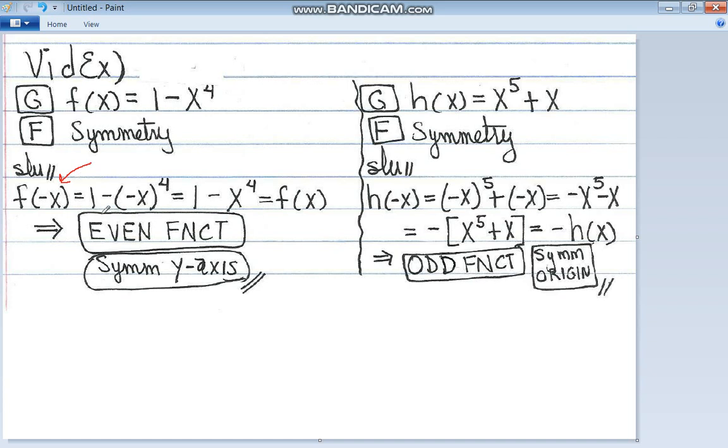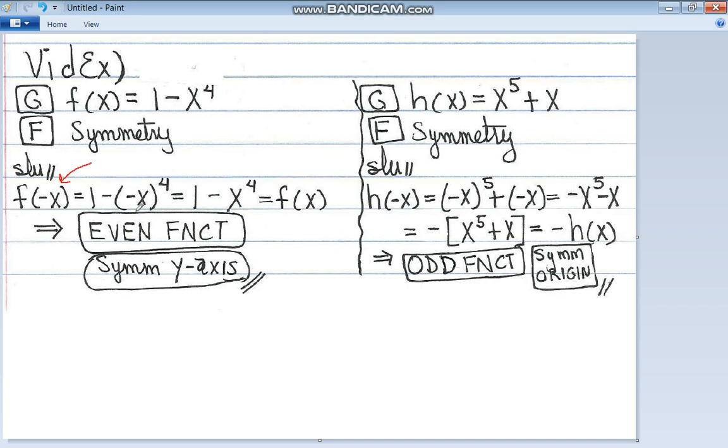F of negative x. Now use parentheses when you replace x in the given function with a negative x. So it's 1 minus parenthesis negative x, close parenthesis to the fourth. But negative x raised to the fourth is the same as x raised to the fourth. So this is 1 minus x to the fourth. So the double negatives are not crossing out.